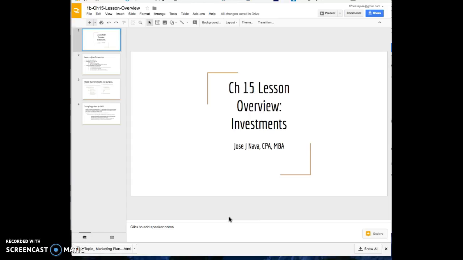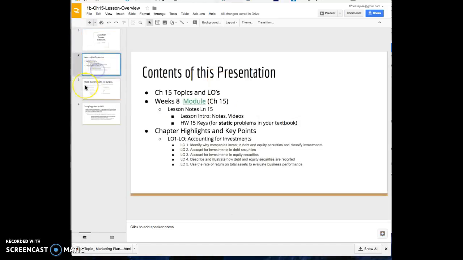And you obviously will know what's going to be in it by the end of this week or the beginning of next week. In any case, in terms of investments, we'll be covering the following topics. We'll be talking about debt and equity investments, how to book them, how to calculate the amounts, and how to classify them in the financial statements.